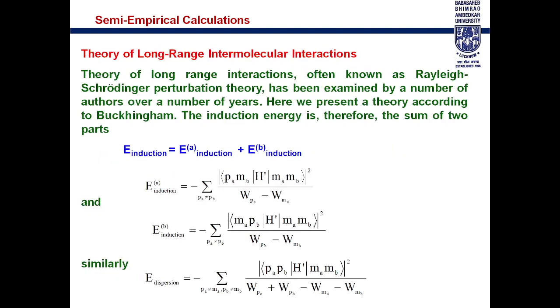Theory of long-range intermolecular interaction. This is often known as Rayleigh-Schrödinger perturbation theory, and has been examined by a number of authors over a number of years. Here we present a theory according to Buckingham. The induction energy is therefore the sum of two parts: induction energy is equal to E^A induction plus E^B induction. This gives us the dispersion energy, a summation of some function given here.